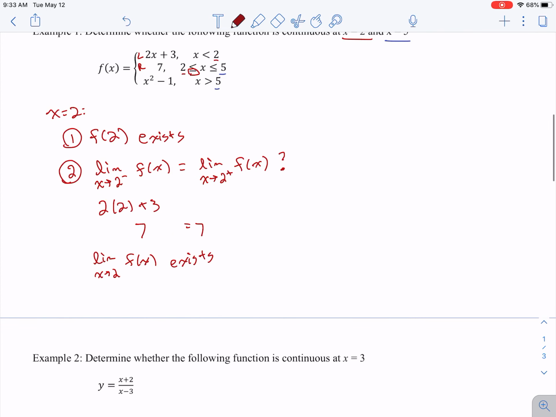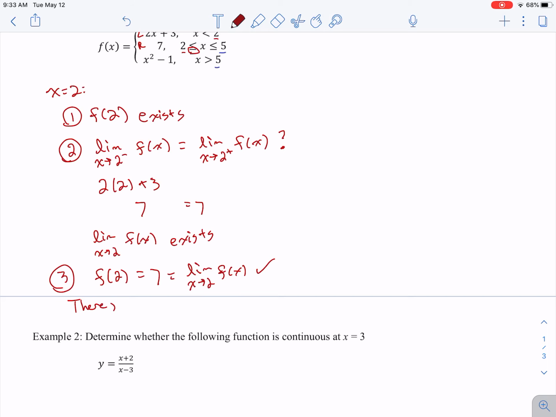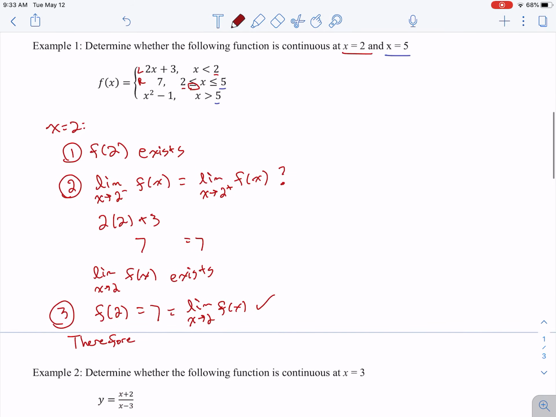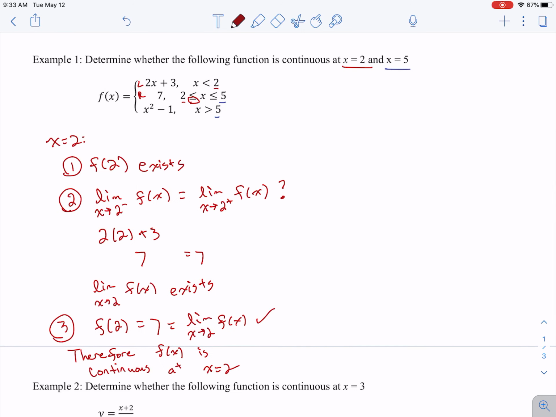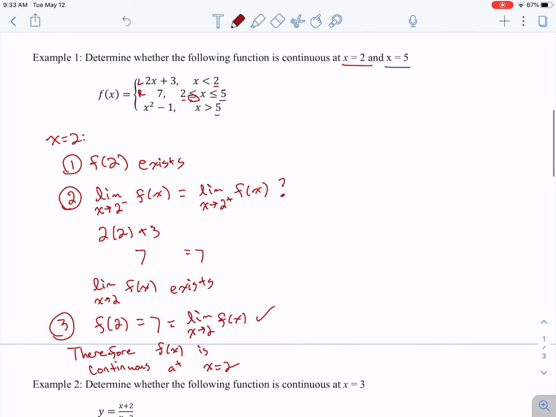Okay? And then step 3, well, what is f of 2? F of 2 is 7, which equals the limit as x approaches 2, which is also 7. So therefore, f of x is continuous at x equals 2. Okay, so lots of fancy mumbo jumbo stuff there for continuity.